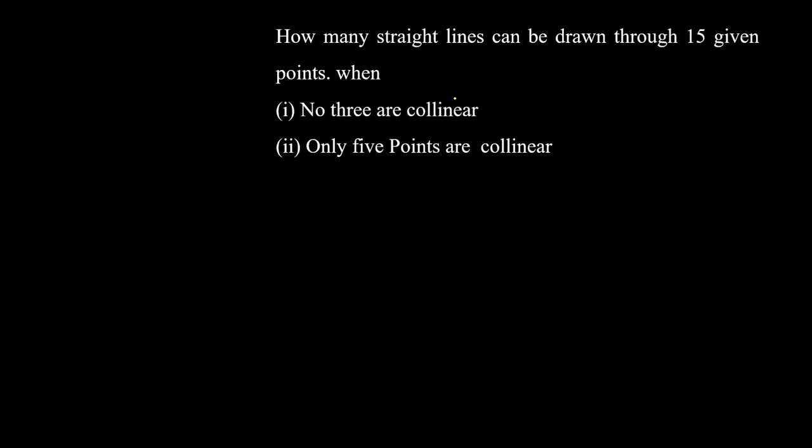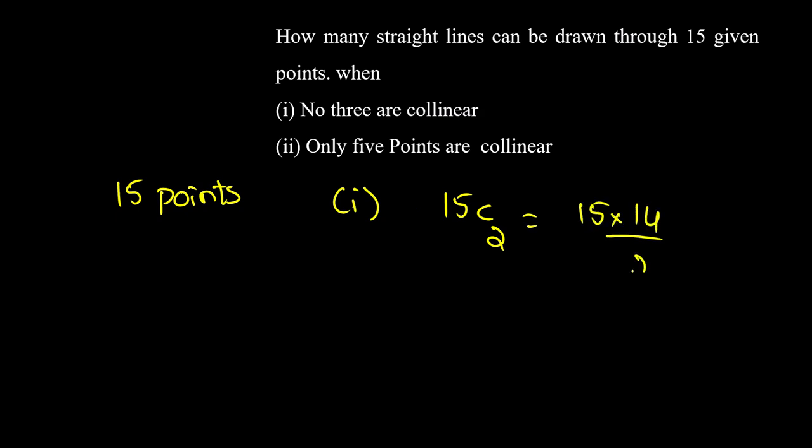So the first thing they have given is 15 points. No points are collinear, which means out of 15, I can select 2. So 15 into 14 divided by 2, 105 straight lines can be created. First question, there are no collinear points; no 3 points are forming the same slope. But for the second question, we have a good learning. First thing, this is 15C2. Are you understanding why 15C2? Why 2?